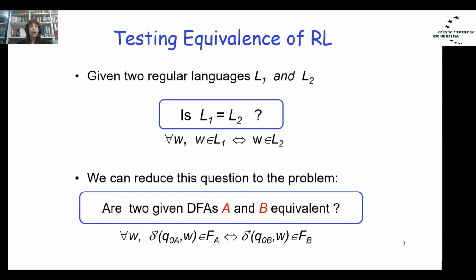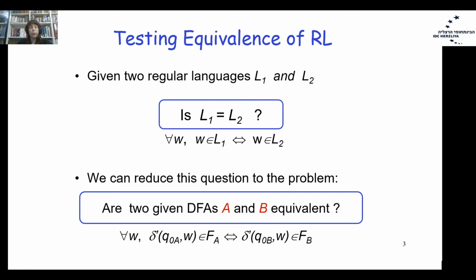Next question that can interest us: given two regular languages, is L1 equal to L2? The equality means that for all words W, W belongs to L1 if and only if W belongs to L2. But we can reduce this question to a slightly different problem: are two given DFAs A and B equivalent? Actually, it is the same problem.